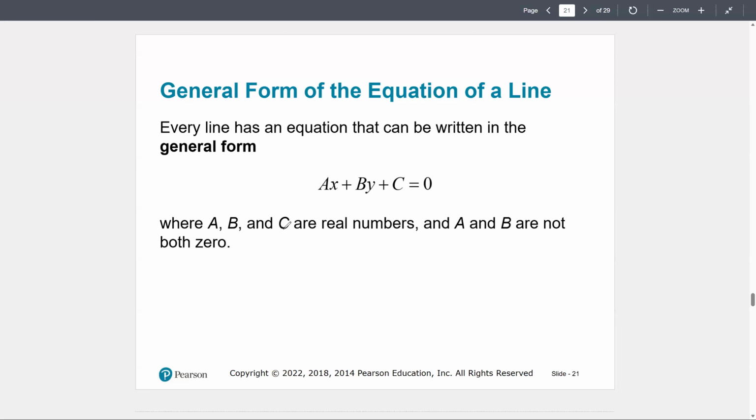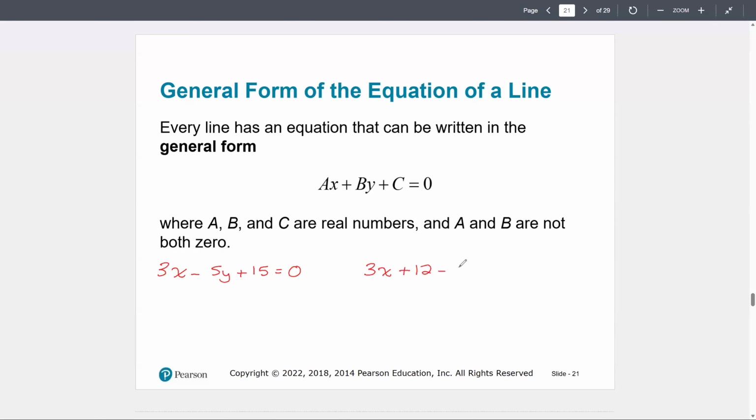So a, b, and c are going to be all real numbers, and a and b cannot both be 0. One of them has to be anything other than 0, or otherwise we just have a constant equal to 0. So you can have something of the form 3x minus 5y plus 15 equals 0. That's a linear equation. But I can also have 3x equals 12. That's still going to work under my general form, because the a is not 0, even if b is.